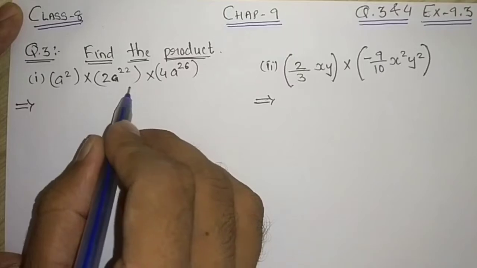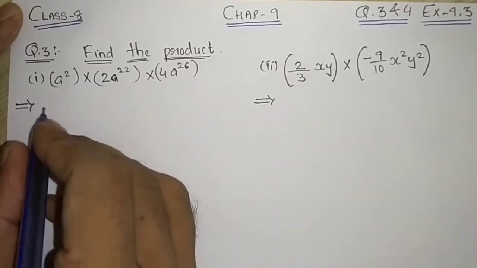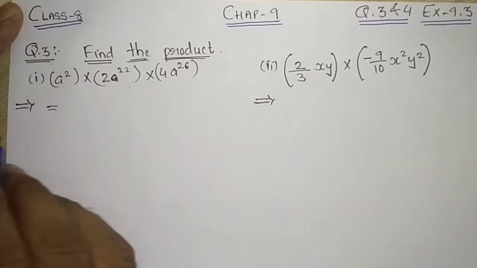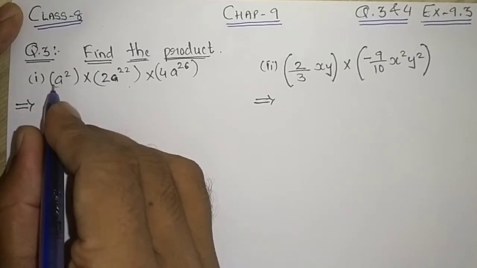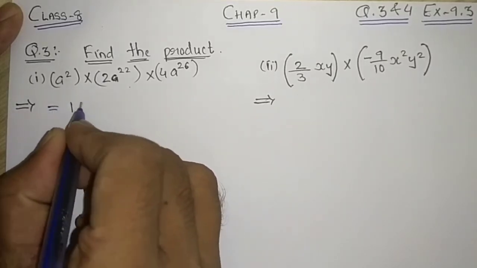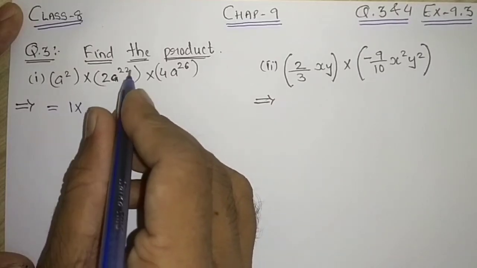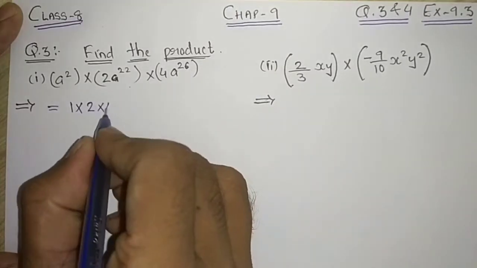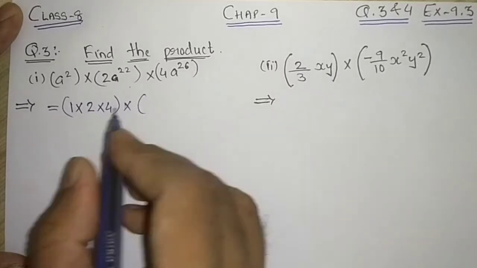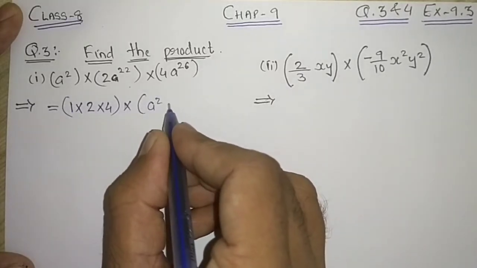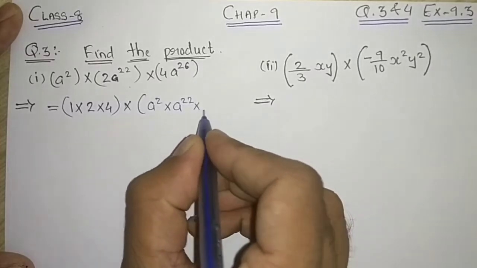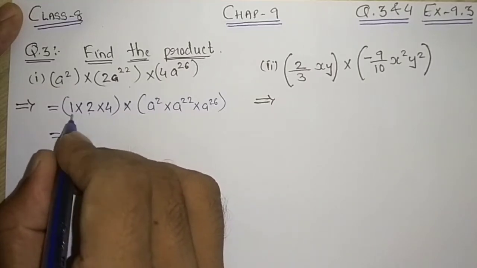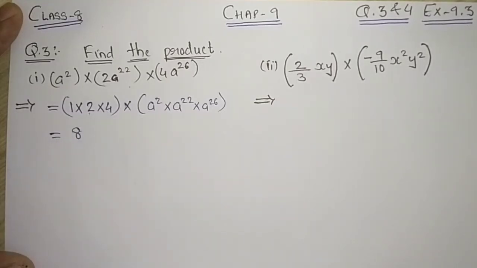Here it is monomial into monomial into monomial. So what we will do? For multiplying the 3 monomials, we will multiply their coefficients first. The coefficient of a squared is 1, multiplied by the coefficient of a raised to power 22, which is 2, multiplied by the coefficient of a raised to power 26, which is 4, and then we will multiply all the variable parts, that is a squared, a raised to power 22, a raised to power 26. 4 2s are 8, 8 1s are 8, it will be 8 only.